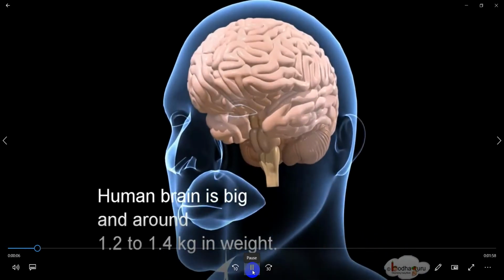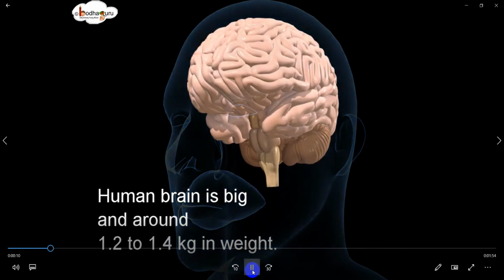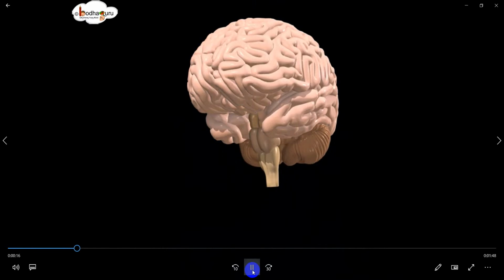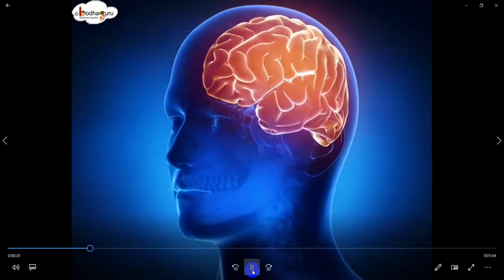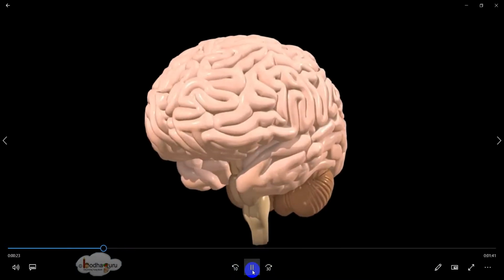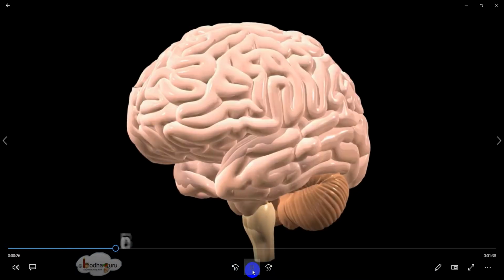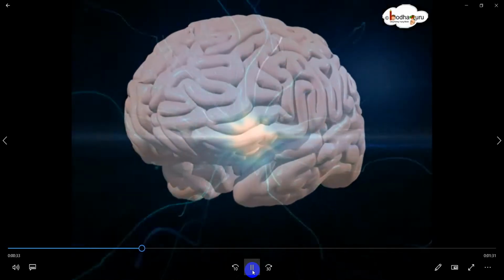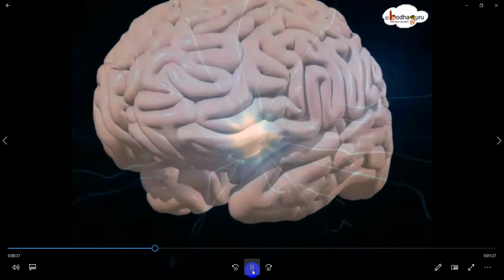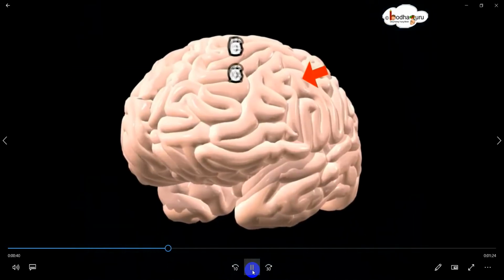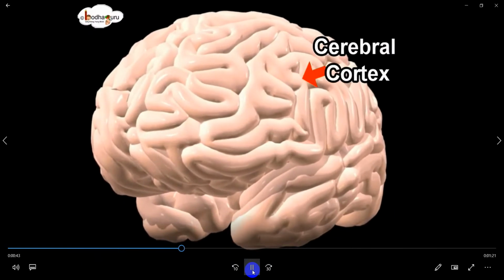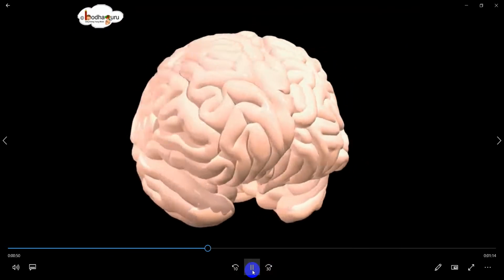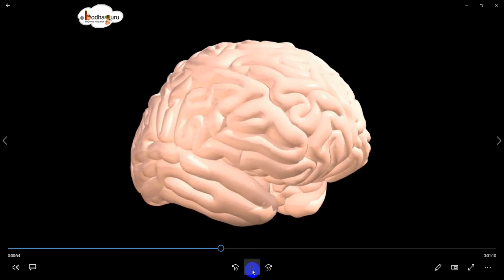Our head is big and heavy because there is a big brain inside the skull weighing about 1.2 to 1.4 kilogram in adults. It is very advanced and complex, but we can divide it in three parts. The outer and bigger part is forebrain, which is responsible for our memory, intelligence, some emotions, behavior, and many other things. The grooved outer part is the cerebral cortex, the biggest portion of forebrain as well as of whole brain. It makes us intelligent and interprets information from different sense organs.